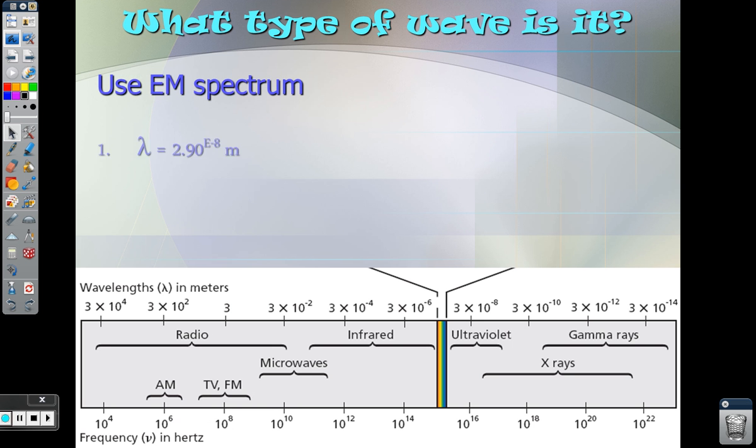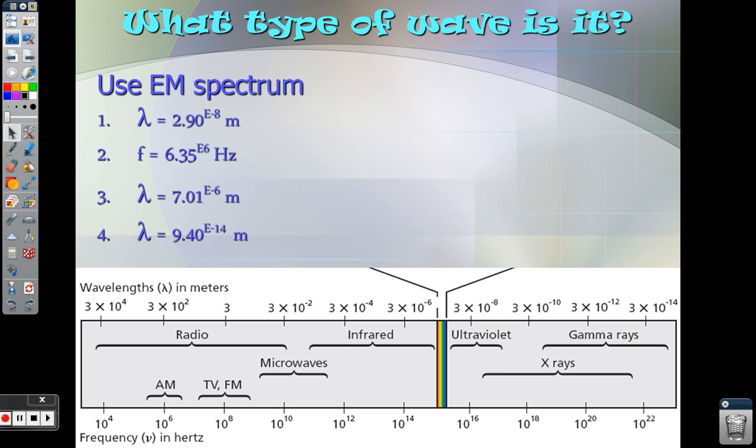Okay. So next up, you already have your EM spectrum. You're going to look at yours, and you're going to determine by looking at these values what type of wave this is. This is real simple. Write down your 4 problems real quick.